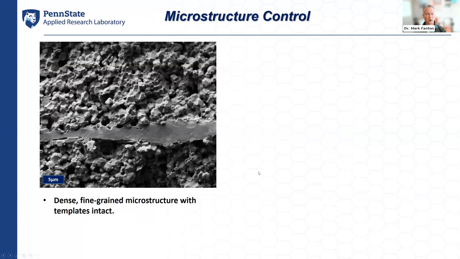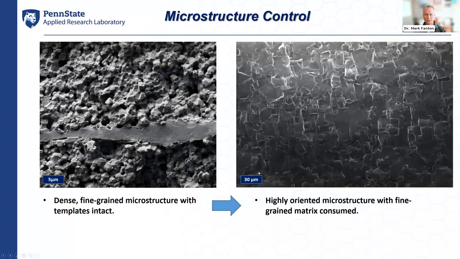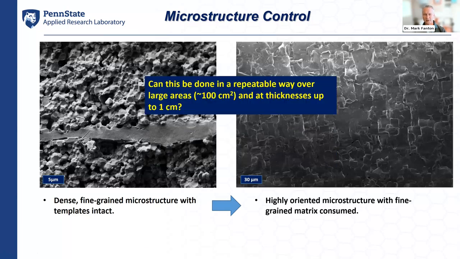And what we really want to know is, can we get from the image on the left to the image on the right in a very repeatable manner? And can it be done over large areas and at thicknesses up to, say, 1 centimeter? The idea being here that this isn't just a laboratory curiosity. We want to understand, what does it take to be able to process this material on an industrial scale, and can you do it in a way that's repeatable and economically viable?